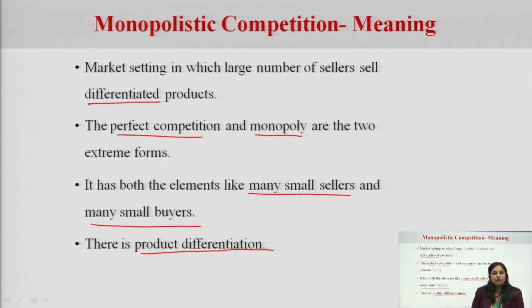This is the major difference between perfect competition and monopolistic competition: here the product is differentiated, whereas earlier the product was homogeneous. It is similar to monopoly, again because the product is differentiated in some sense, may be real or imaginary, and that is why the seller is able to charge an extra price from the consumer.